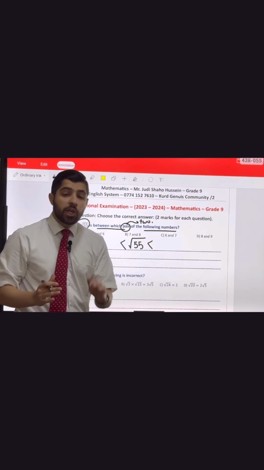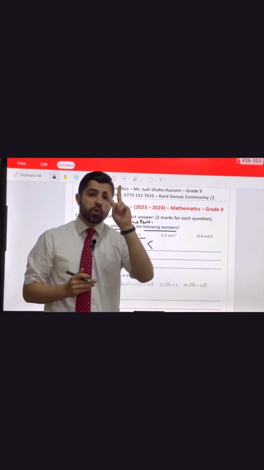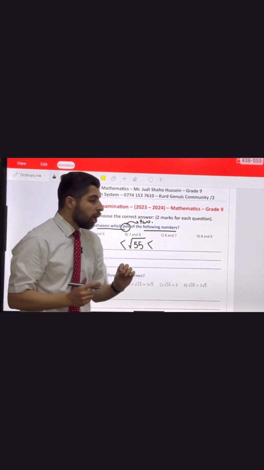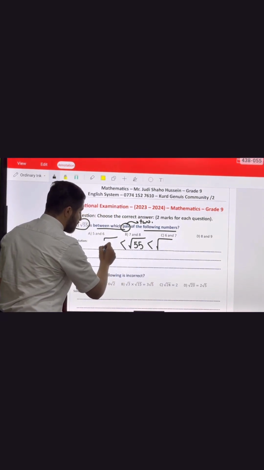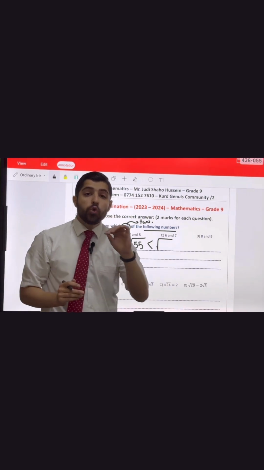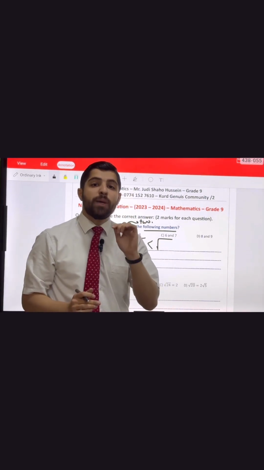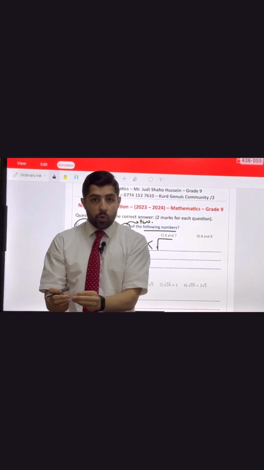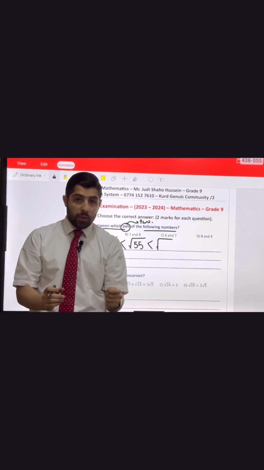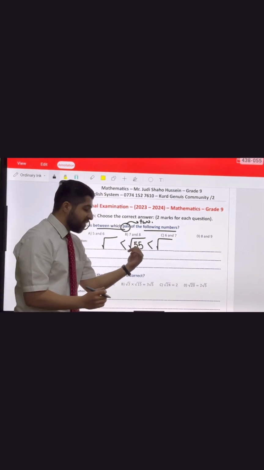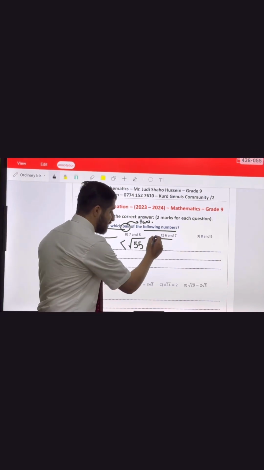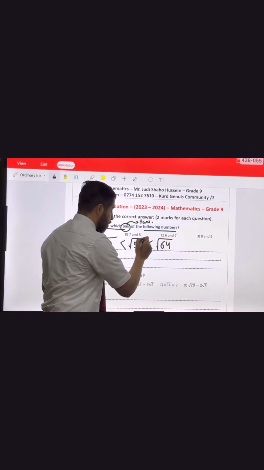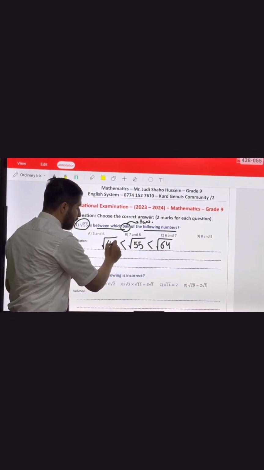After you did that, you have to bring two square roots that are perfect. So I'm going to write a square root symbol and a square root symbol here. Now, those two square roots that you are bringing should be perfect. Perfect square root means you can easily take them out. So which two numbers bigger than 55 and smaller than 55 are perfect? We got 64 and we got 49.